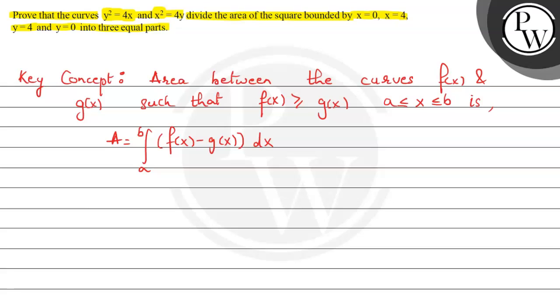अब क्वेश्चन में हमारे पास दो कर्व्स हैं, एक y squared equals 4x and the second is x squared equals 4y, and the other boundary conditions given are x equals 0, x equals 4, y equals 0 and y equals 4. Now let's try to construct the graph. Suppose ये हमारा coordinate axis है, यहाँ पर x axis, यहाँ y axis, this point is origin, right? And this goes from 1 2 3 4 on the positive axis.